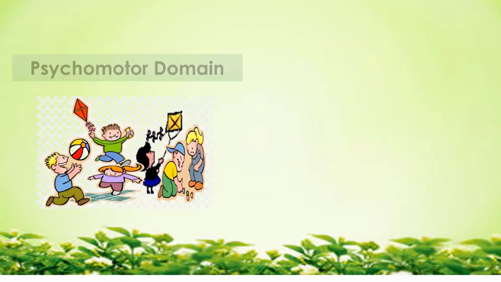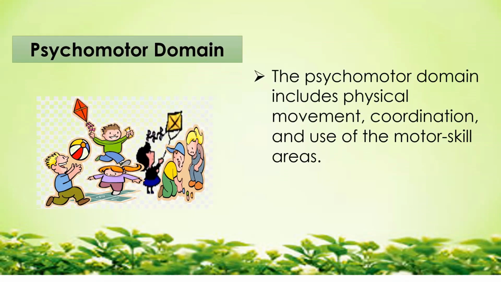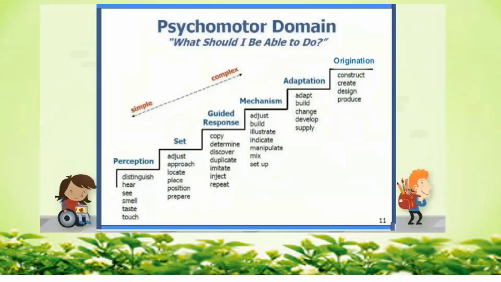And the last domain of learning is the psychomotor domain. The psychomotor domain includes physical movement, coordination, and use of the motor skill areas. So this domain is characterized by progressive levels of behaviors from observation to mastery of a physical skill. So it is more on doing or action. So the levels of psychomotor ability from simple to complex start with perception. So in perception, the learner will distinguish, hear, see, smell, taste, and touch. It is more on using their senses.